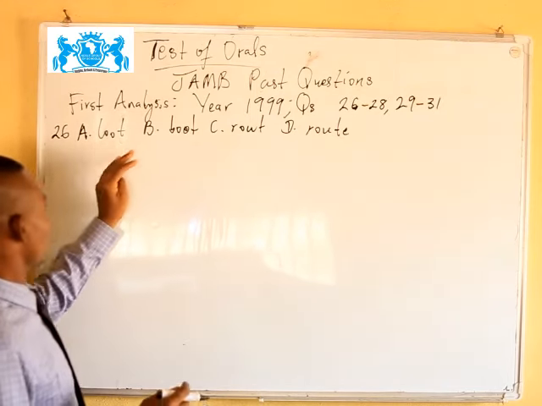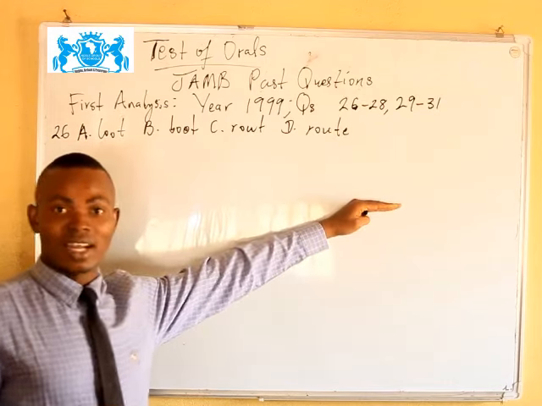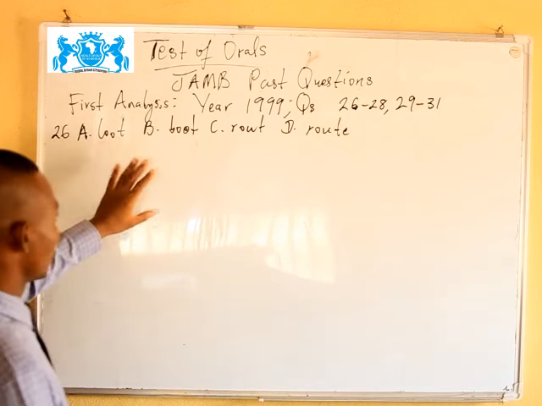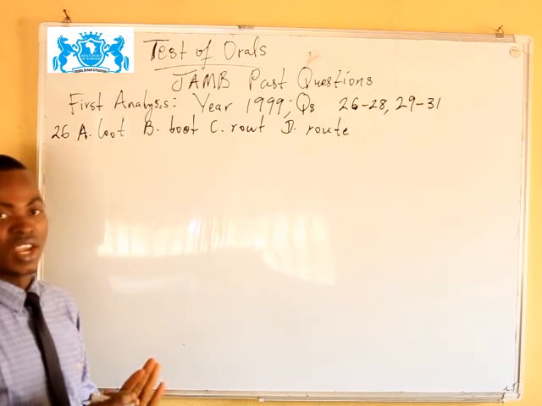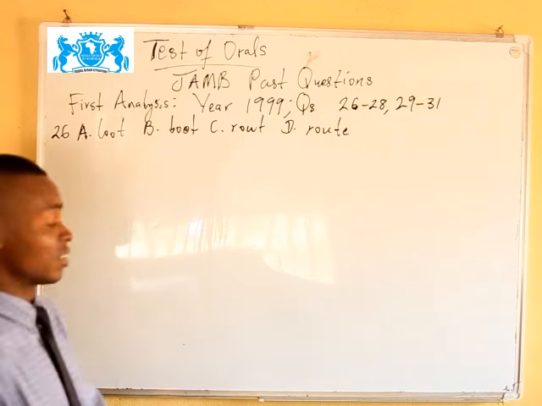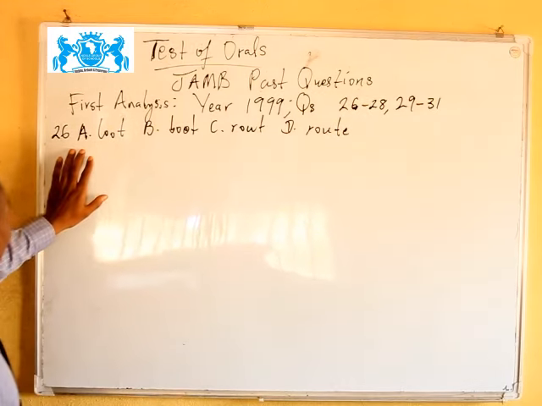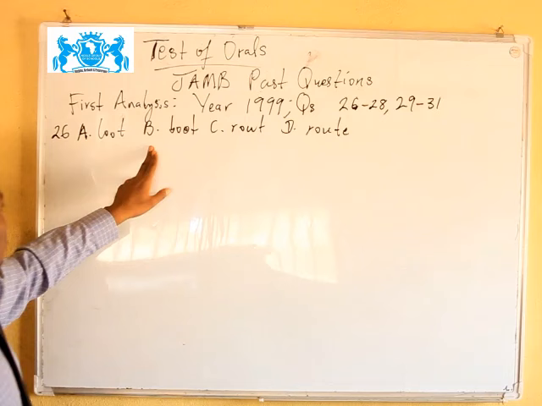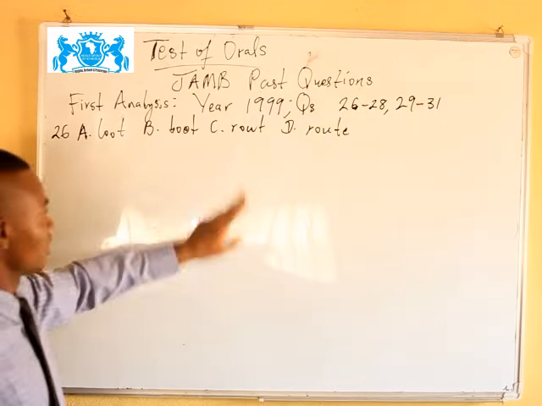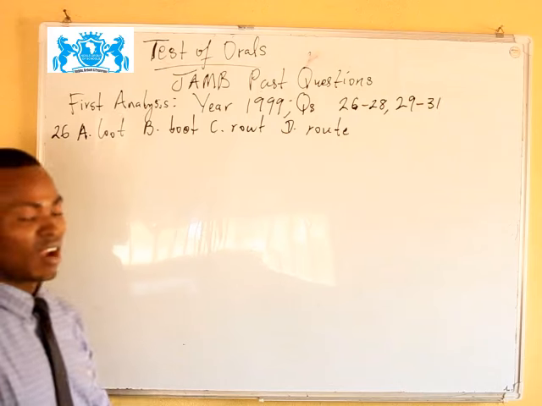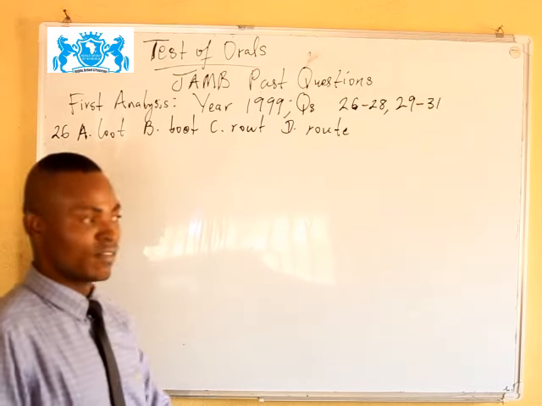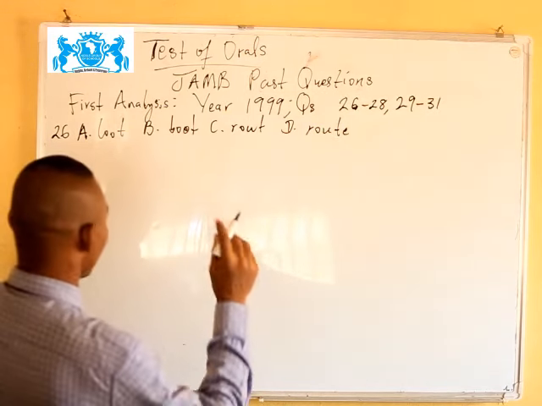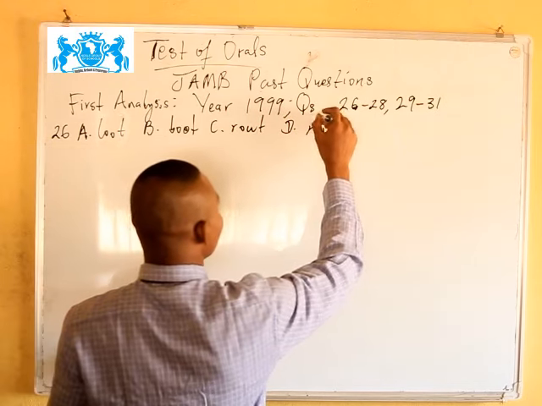For us to get the right answer to this question, we first of all pronounce each of them, and then after the pronunciation we get the answer and we begin to analyze. In the first one, which is 26, we have loots. In B we have boots. In C we have routes. In D we have roots. In American English we can also call this route.